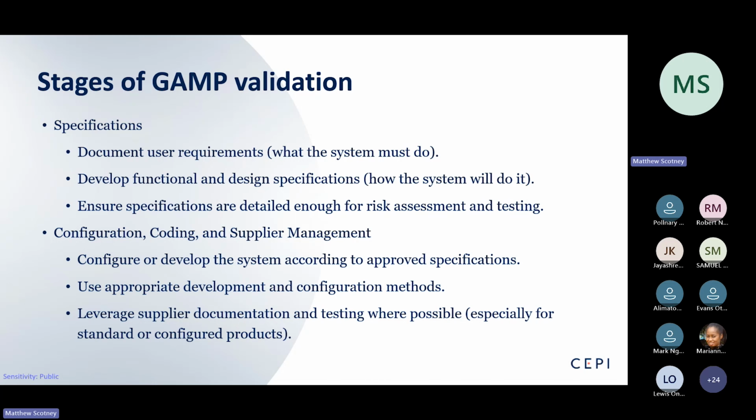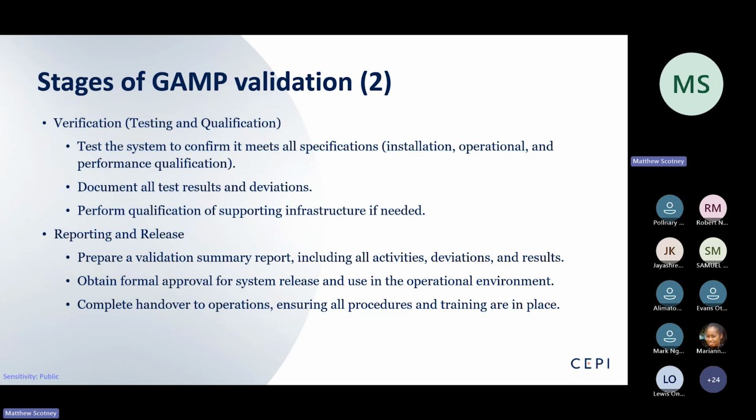So this is where an organization typically would go away and they would build this system for us. Once the system is built, our next phase is around the testing and qualification. So somebody's built the system, so we're then going to test that system. We're going to confirm that the system meets all of our requirements, and we're going to document that information.